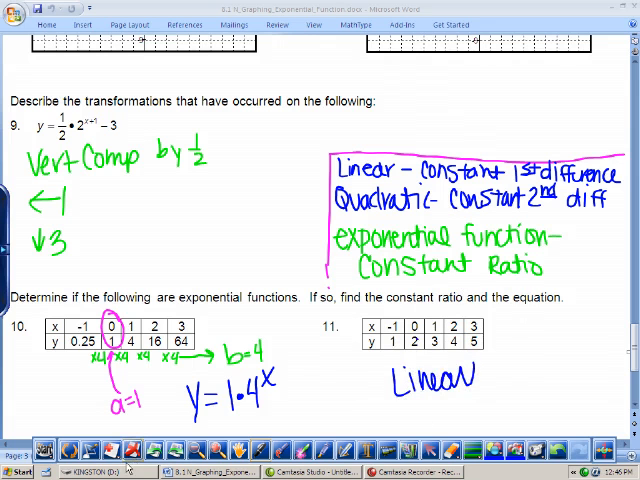A note about your homework. The tables that are next to the ones for you to graph, you do not have to fill those out completely. Just get 3 or 4 points so that you know what the shape of the graph needs to look like. Okay?